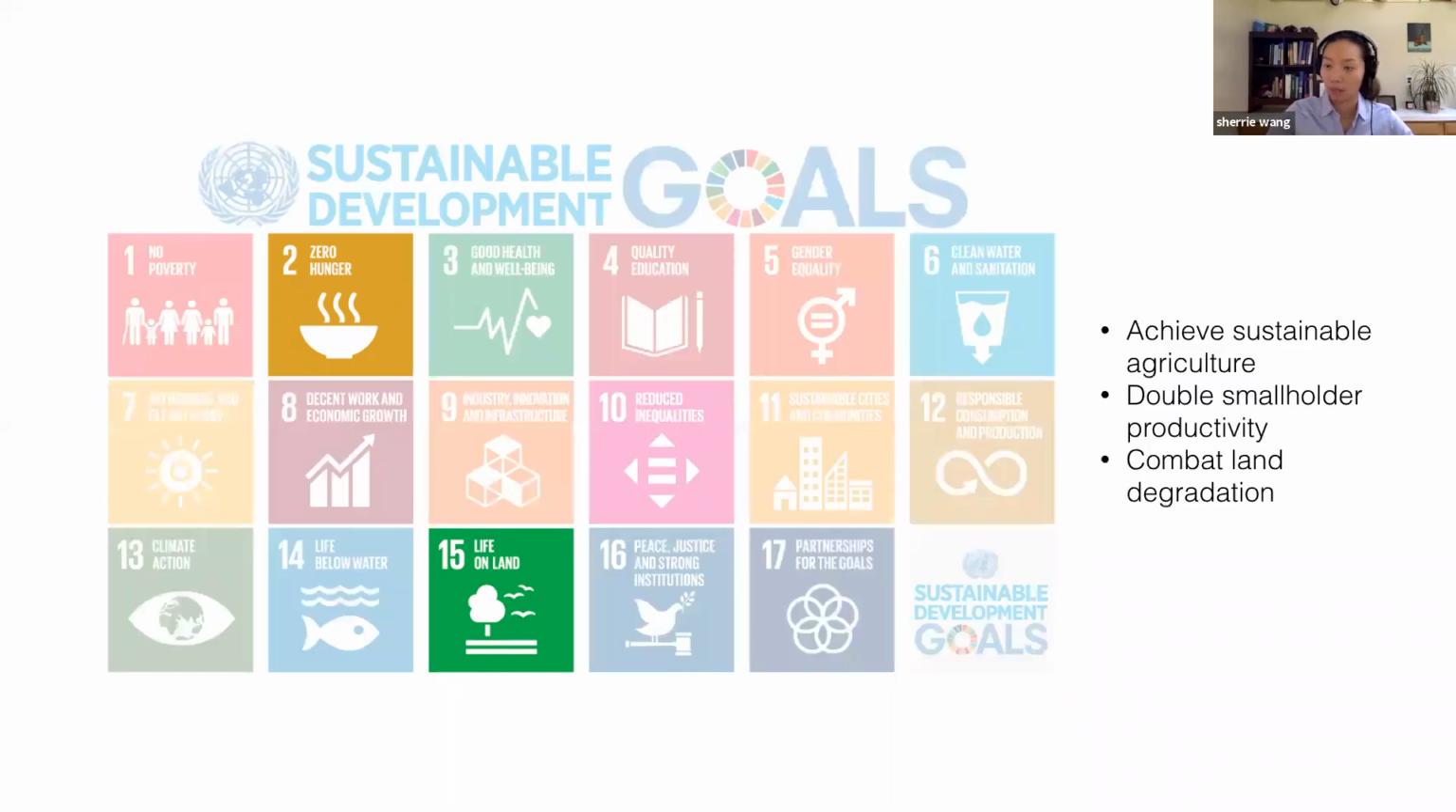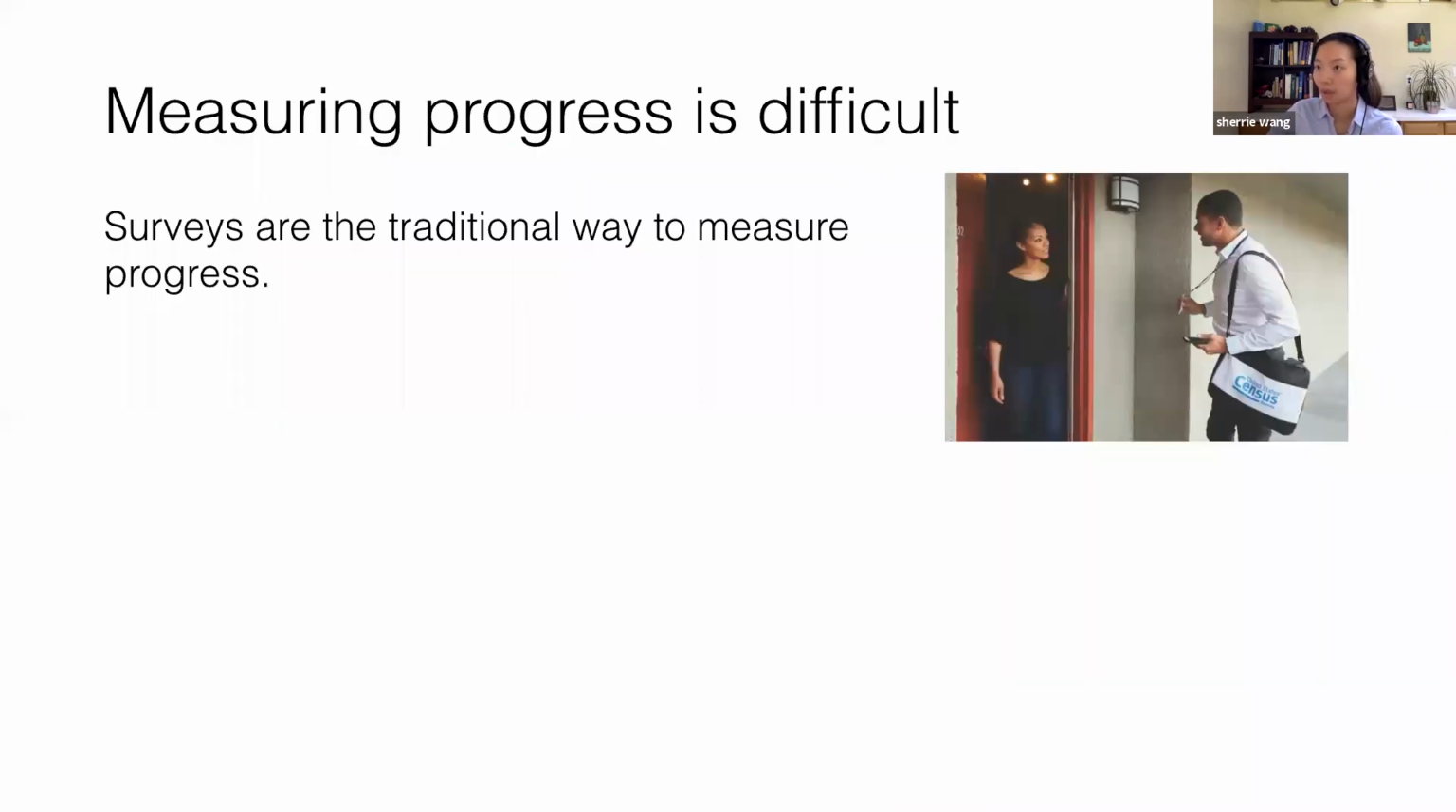And the ones that are going to motivate the examples and the applications I'm going to show today are these two in particular. SDG 2, which is zero hunger, and then 15, which is life on land, which also means sustainable land use. And some of the smaller goals within each of these include achieving sustainable agriculture, doubling smallholder productivity, and combating land degradation. So in order to reach a goal, you first want to know where you're starting and how fast you're progressing. And measuring some of these goals on a global scale is really difficult.